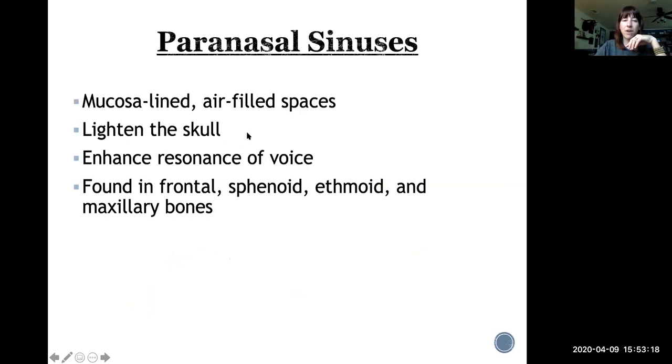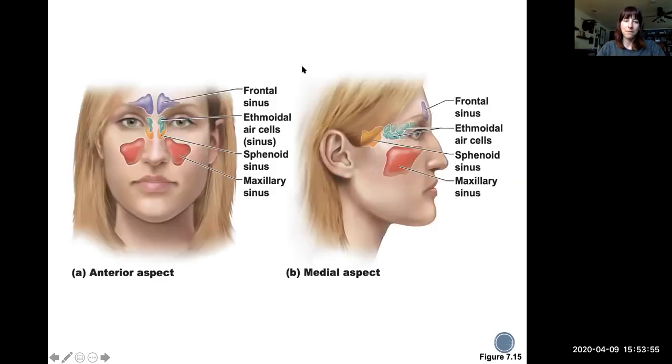Their purposes are varied and not terribly well known or confirmed, but they are thought to make the skull lighter, right? Since we have a relatively big head for our bodies and we carry it at the very top of our bodies, it's nice to have our skull be a little bit lighter thanks to these paranasal sinuses. They also may enhance the resonance of your voice. Which is interesting. They are found in the frontal, sphenoid, ethmoid, and maxillary bones of the skull. So those are three cranial and one facial bone that the paranasal sinuses are found in. So this maxillary sinus in red here is of course inside of the maxillary bone.